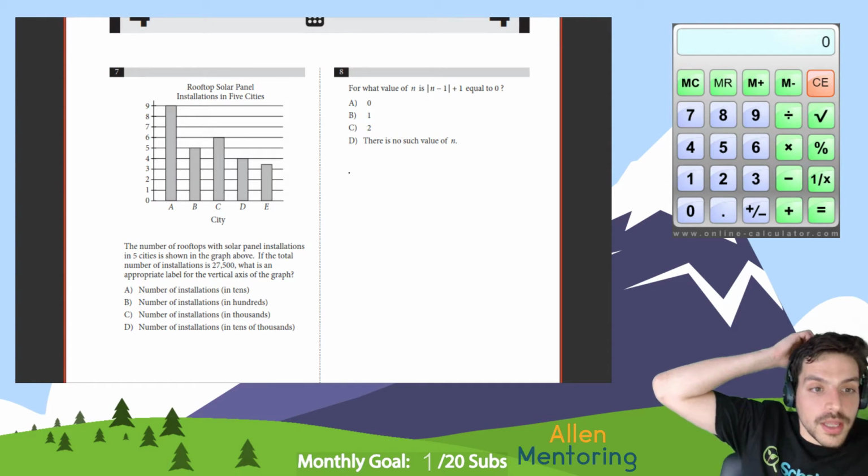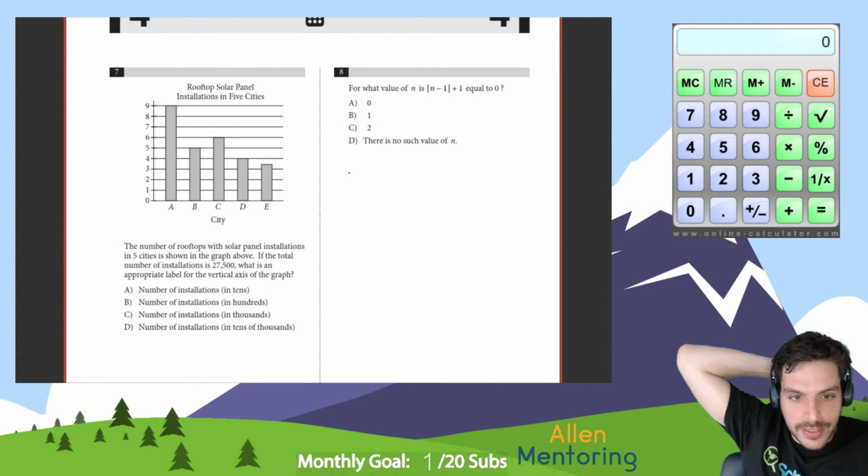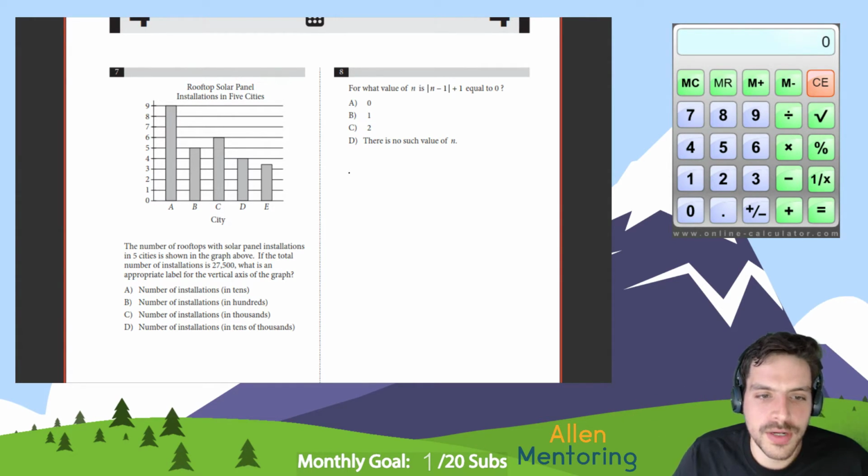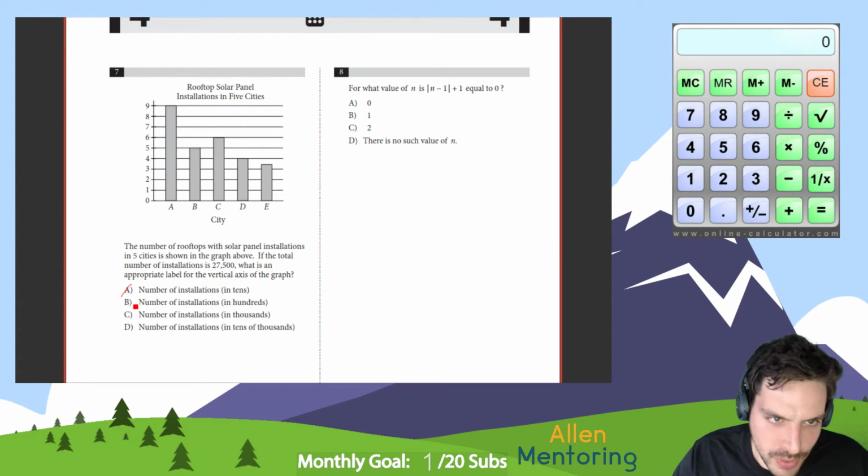Number 7. The number of rooftops with solar panel installations in 5 cities is shown in the graph above. If the total number of installations is 27,500, what is an appropriate label for the vertical axis of the graph? Okay. So all of these combined are going to be 27,500. So should we be talking about this in thousands, hundreds? Well, tens is probably way too small. We're never going to get to tens of thousands. Hundreds is also probably too small, right? 900 plus 500 plus 600 won't get you there.